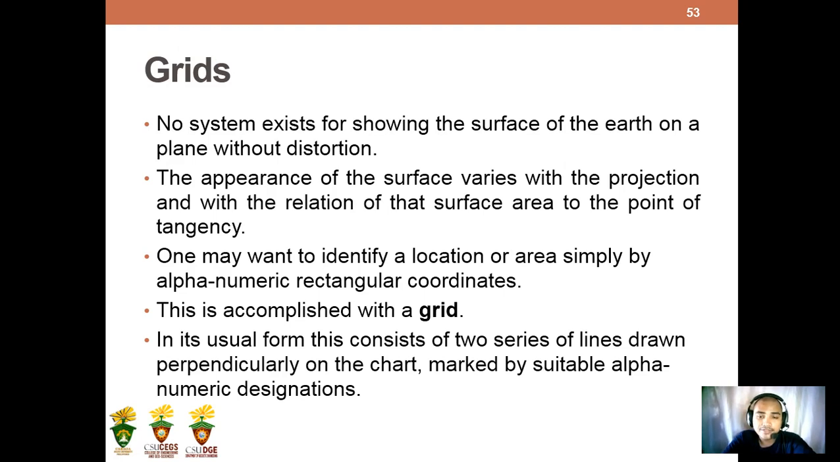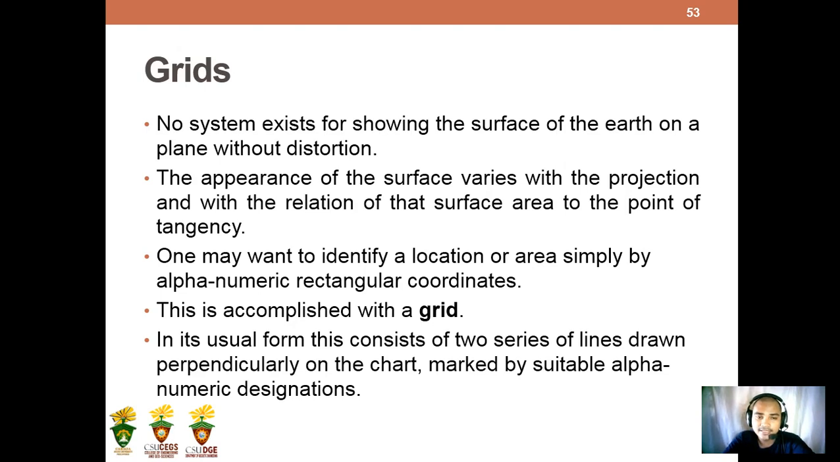And the appearance of the surface varies with the projection and with the relation of the surface area to the point of tangency. So, the process of map projection: there is a point of tangency, then from the spherical Earth we project into the plane. So distortion appears. And one may want to identify the location of an area simply by alphanumeric rectangular coordinates, and this is accomplished by using grids.